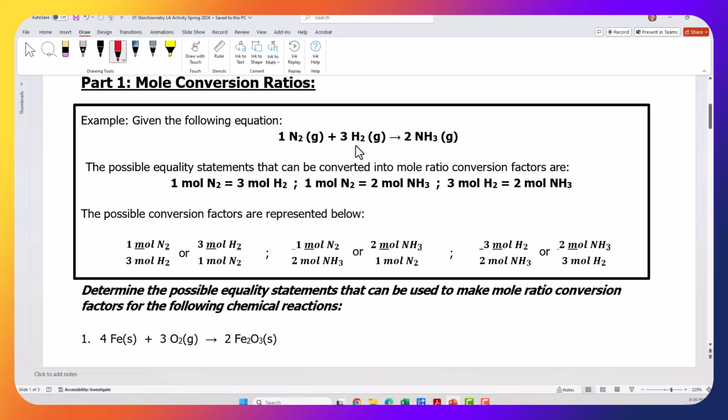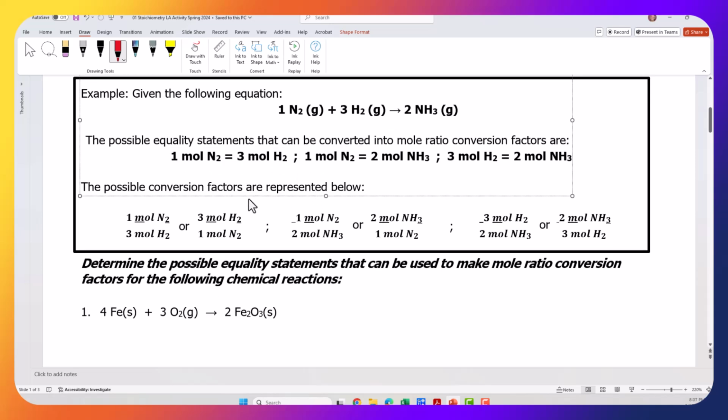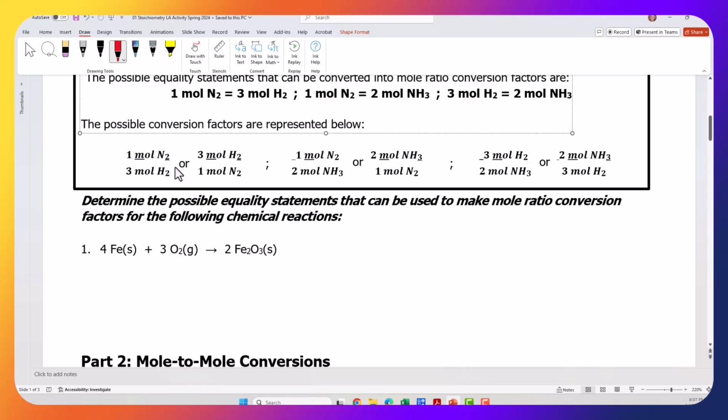So given the following equation, this is the Haber-Bosch reaction for making ammonia. Here are the possible equality statements. And essentially, these are just mole-to-mole relationships, guys. That's all these statements are. This is just saying that 1 mole of nitrogen is equal to 2 moles of ammonia, 3 moles of hydrogen equal to 2 moles of ammonia, and 1 mole of nitrogen equal to 3 moles of hydrogen. And it's expressed in two different ways for each relationship.